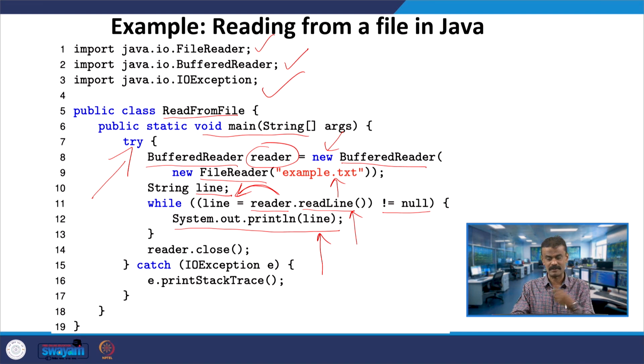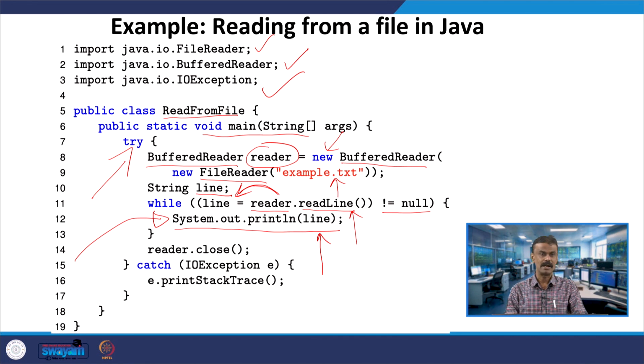In C++ the not-equal-to-null check is understood. Even when I write it like this, while line equals reader.readLine, which is equivalent to not equal to null, if I am able to read the first line, that particular line will be printed by System.out.println. Assume that the second line I do not have anything, so it is equal to null. It will come out of the while loop.